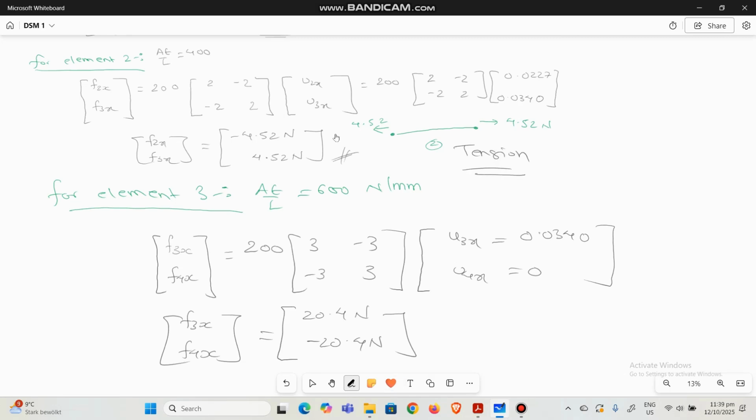Now if we see element number 3, our last element, f3x is positive, that means our direction is correct. For f4x we assumed this direction, but it was wrong, so it's 20.4 Newton in this direction, towards each other, so it's compression. This is a compressive force.